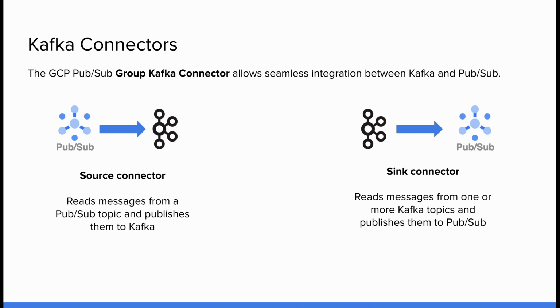It's important to note that source and sink here refer to the role that PubSub plays in this setup. If PubSub is publishing the messages to Kafka, it is the source. If it's receiving the messages from Kafka, it's the sink. So this flexibility allows for seamless integration between your on-prem and cloud systems, or between different stages of data processing and messaging, and connecting Kafka and PubSub through the group Kafka connector allows for this flexibility and approach.